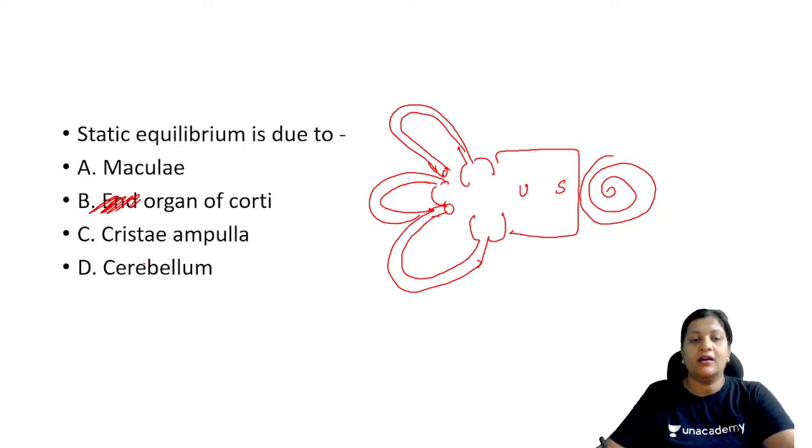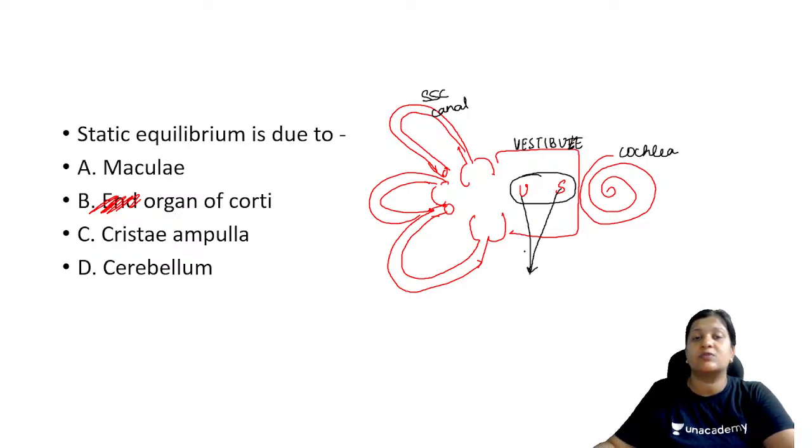So if we take here the inner ear structure, we have in the inner ear a central chamber which is called the vestibule. Anterior to the vestibule, we have the cochlea, and posterior to the vestibule, we have the semicircular canals. Now in the utricle and saccule, we have sensory neuroepithelium, which is responsible for balance. That sensory neuroepithelium is called macula.